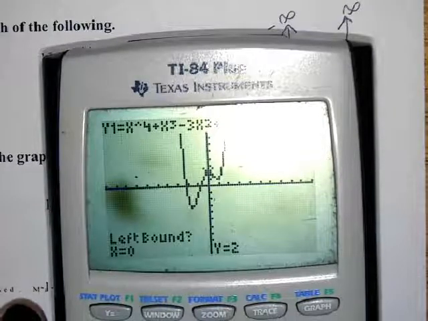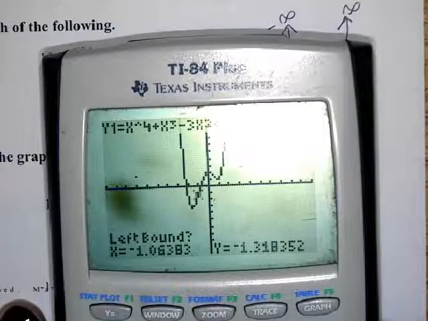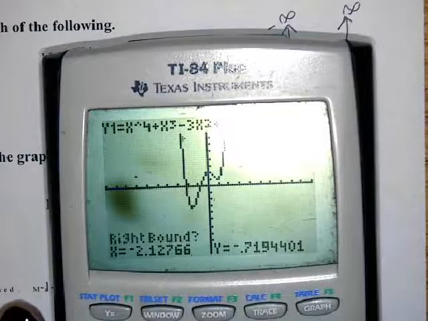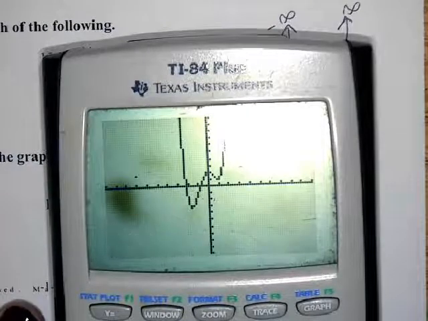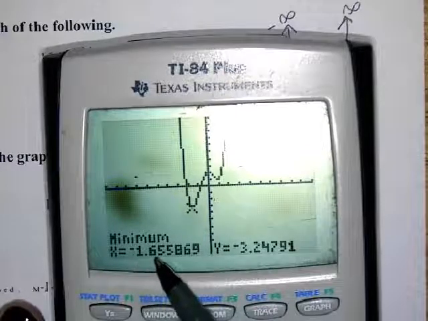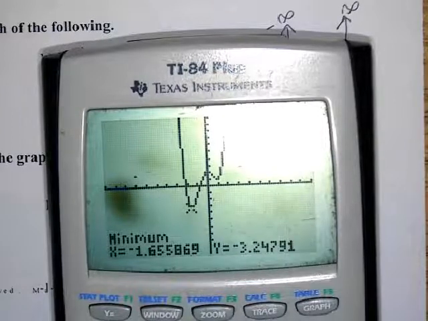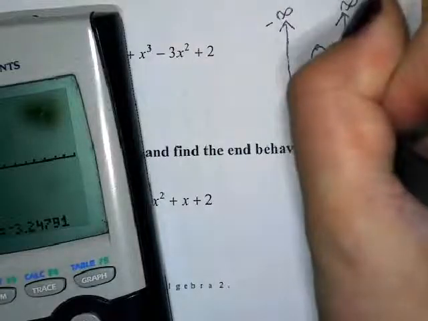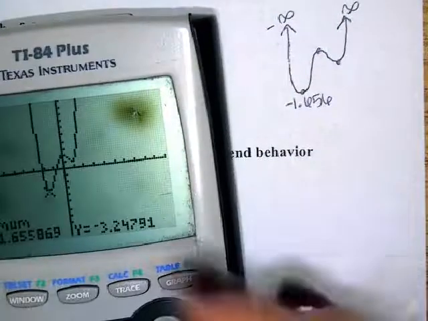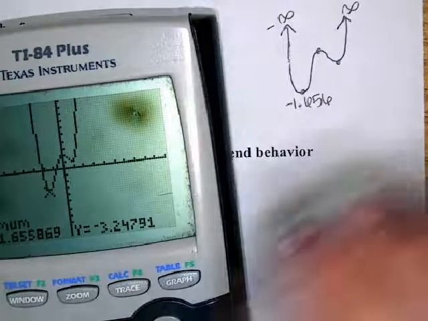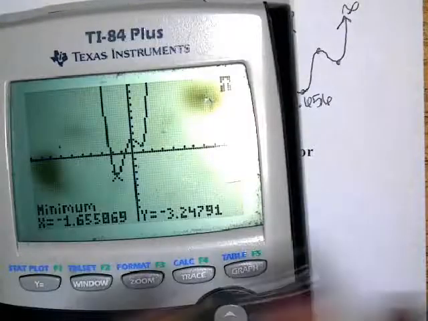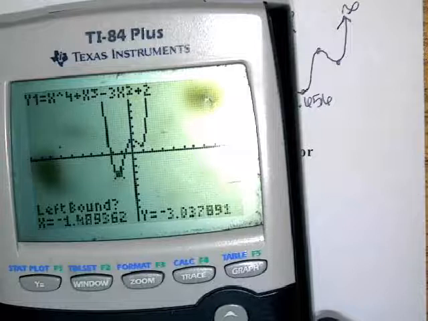You're welcome. Okay. Are you guys okay with scrolling? Did we figure that out? Scrolling left and right? Yeah? Okay. So the first minimum, left bound, right bound. The first minimum is negative 1.656. Negative 1.656. Okay, and why did I not write the whole coordinate down? I only need the x value for increasing and decreasing. That's all I wanted.